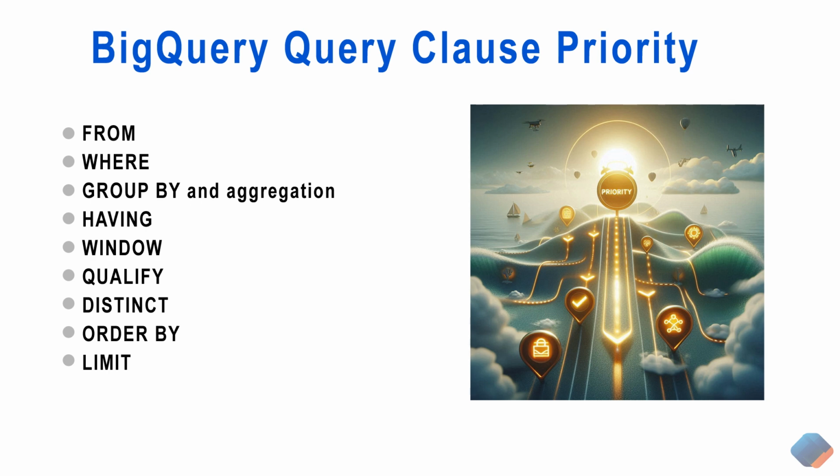The execution order of clauses in a BigQuery query is as follows: from, where, group by, and aggregation functions, having, window functions, qualify, distinct, order by, and limit. Therefore, the limit clause operates on the result set produced by all preceding clauses. It simply takes the first n rows from the result, where n is the number specified in the limit clause.